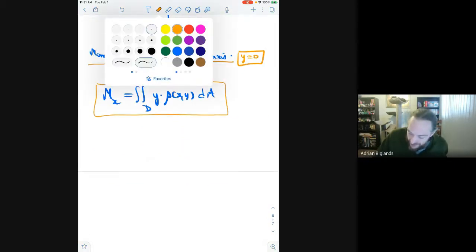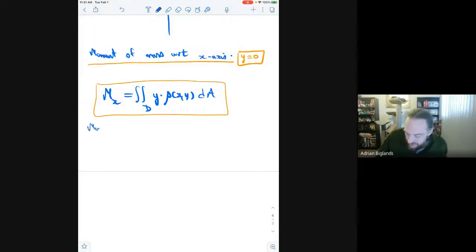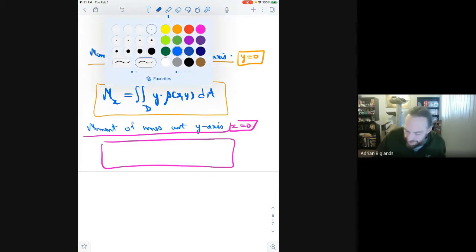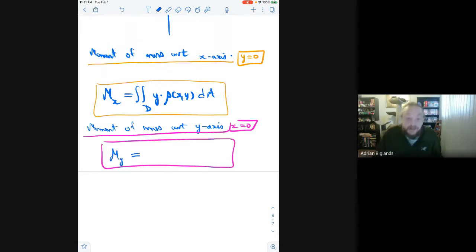The moment of mass with respect to the y-axis, or that's going to be when x equals 0, is going to be what? Unfortunately, we call it My because it's with respect to the y-axis, but this gives us a double integral over the region D of x times the density rho xy dA.